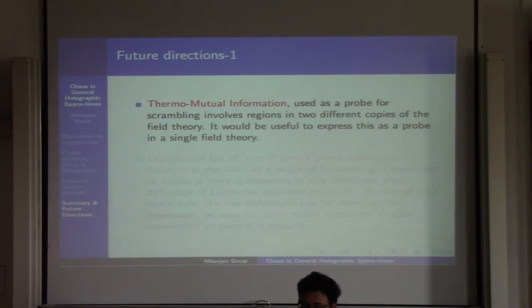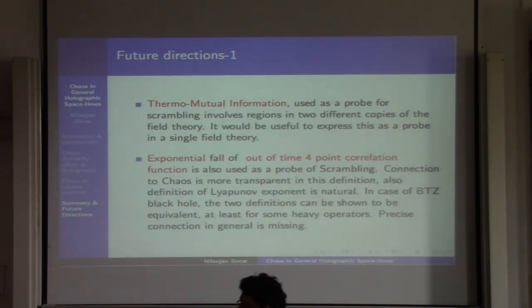And in 1 plus 1 dimensions, you can do that because it's basically some 4 point function of twist operators, so you can write it in a particular time ordering. But this kind of thing is not available in higher dimensions. Another thing is that the exponential growth of this out of time 4 point correlation function is used as a probe of scrambling. The connection to chaos is more transparent because there is a definition of the Lyapunov exponent there, in the sense that it can be somewhat motivated semi-classically.